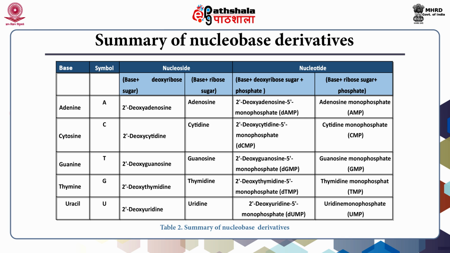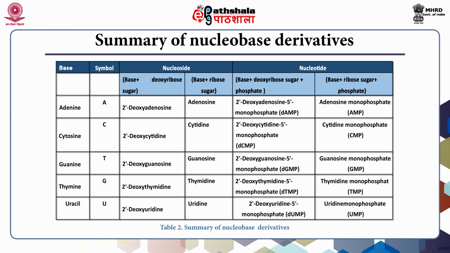Again, the nucleotide formed with adenine, deoxyribose sugar and phosphate will be called 2'-deoxyadenosine 5'-monophosphate, dAMP, while that formed between adenine, ribose sugar and phosphate will be called adenosine monophosphate or AMP.